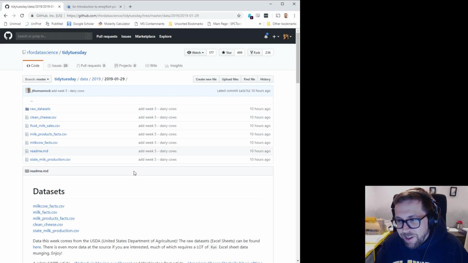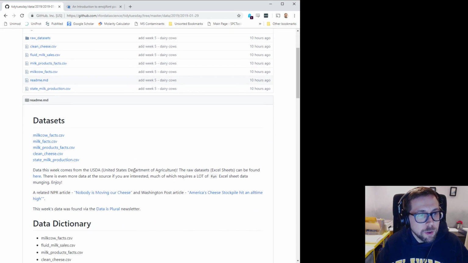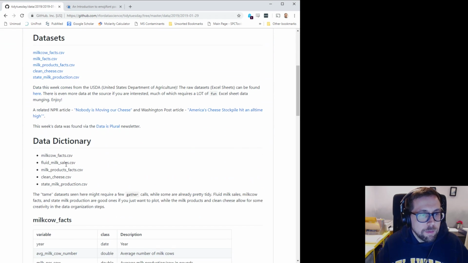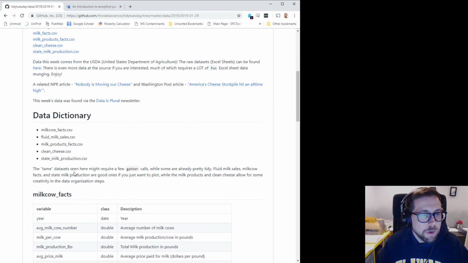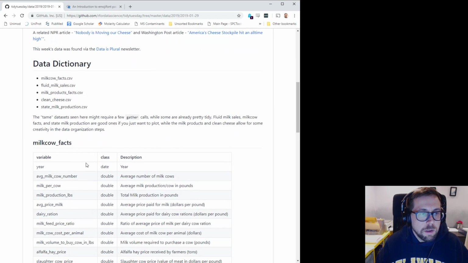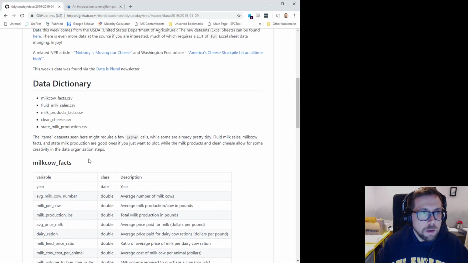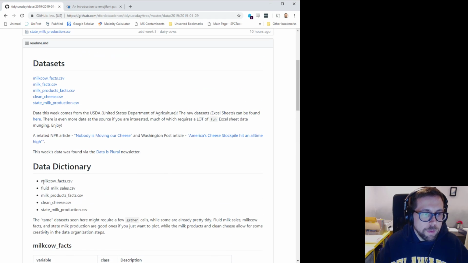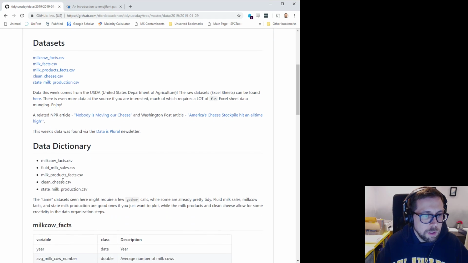One of my favorite things about Tidy Tuesday already is that you're never really sure what the data is going to look like, where it's going to come from. So here we have it. They've given us 5 different data sets, and of these, the one that jumps out at me is the milk cow facts. I think I definitely want to have a closer look at what's going on with those cows.